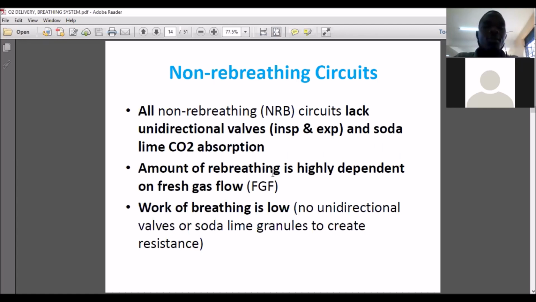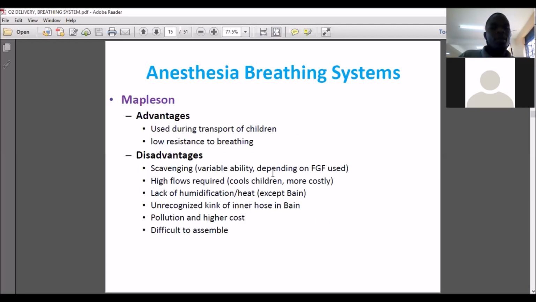So with the unidirectional valves and the soda lime granules, the valves create the unidirectional flow and the granules cause resistance. That means it needs more power of breathing.